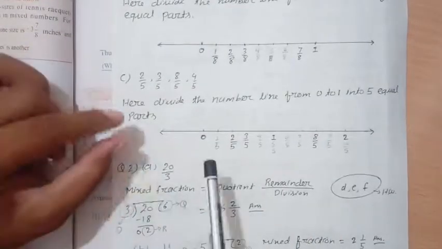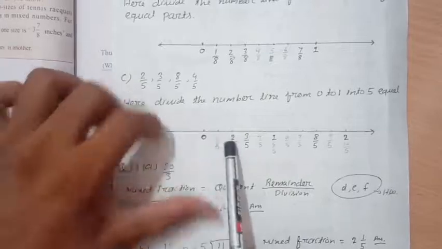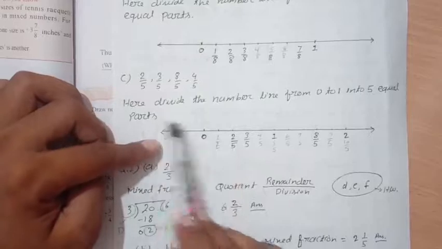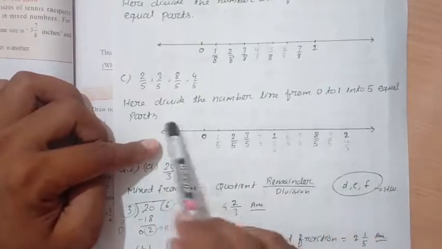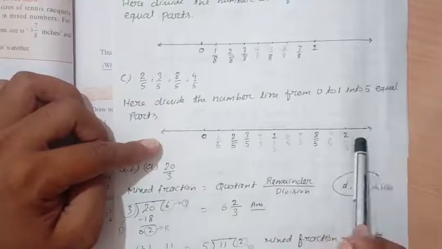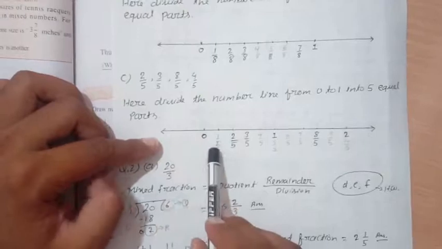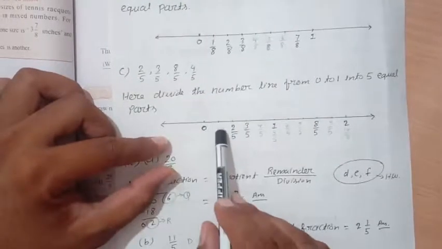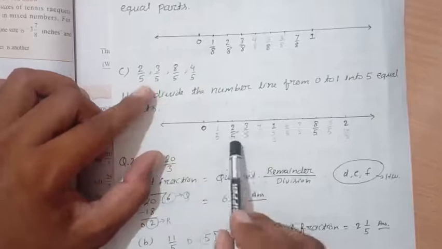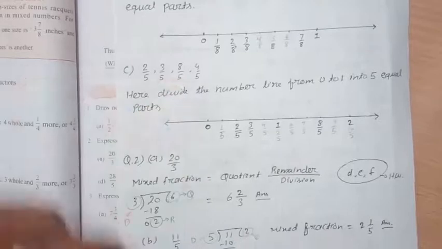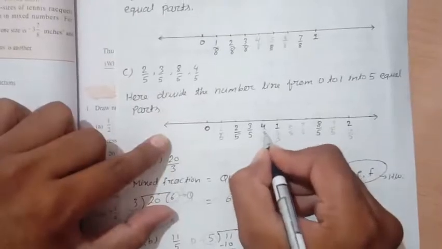In the C part, 2 by 5, 3 by 5, 8 by 5 and 4 by 5. Now see here, we take the line up to 2: 0, 1 and 2. Now we divide this number line into 5 equal parts, 0 to 1 in 5 parts and 1 to 2 again in 5 parts. Why? Because we have 8 by 5. So 5 equal parts, 0 to 1: 2 by 5, 3 by 5, then 4 by 5. I write 4 by 5.